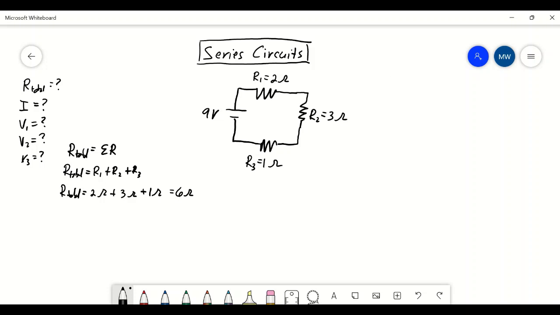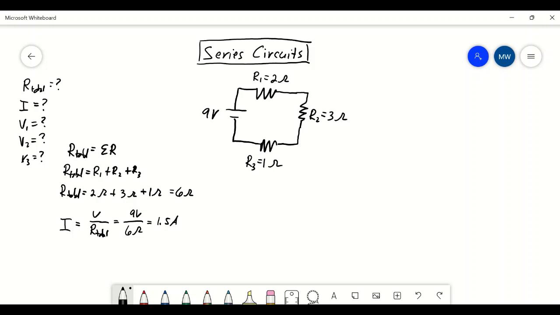If we want to find the current, and for a series circuit the current is everywhere, we just use Ohm's law, I equals V over R. And we'll use the total resistance to find the current that's in this circuit. So we have a 9-volt battery, and we just found the total resistance is 6 ohms. And so this gives us 1.5 amps of current.